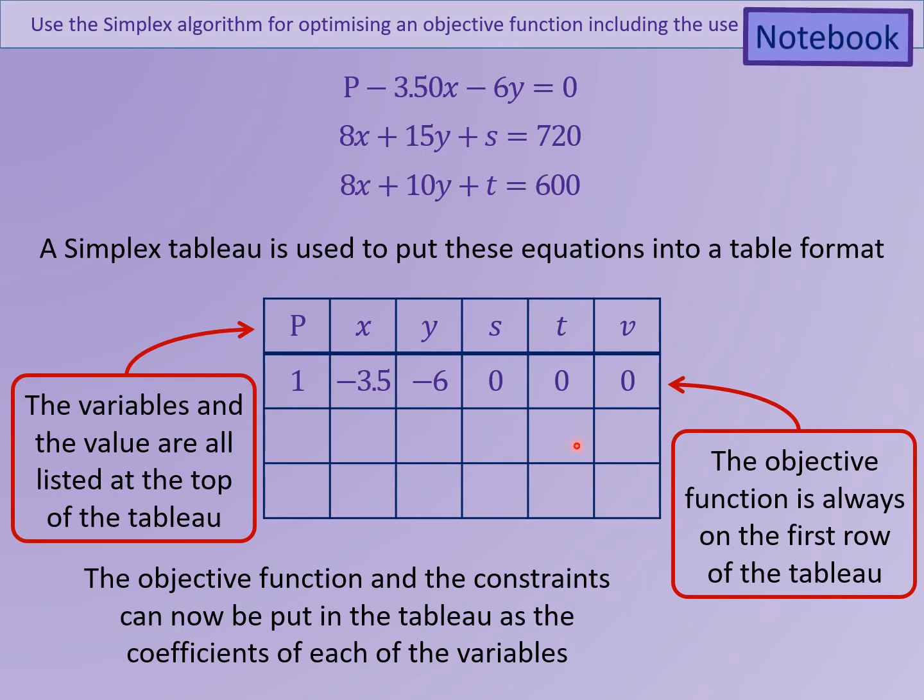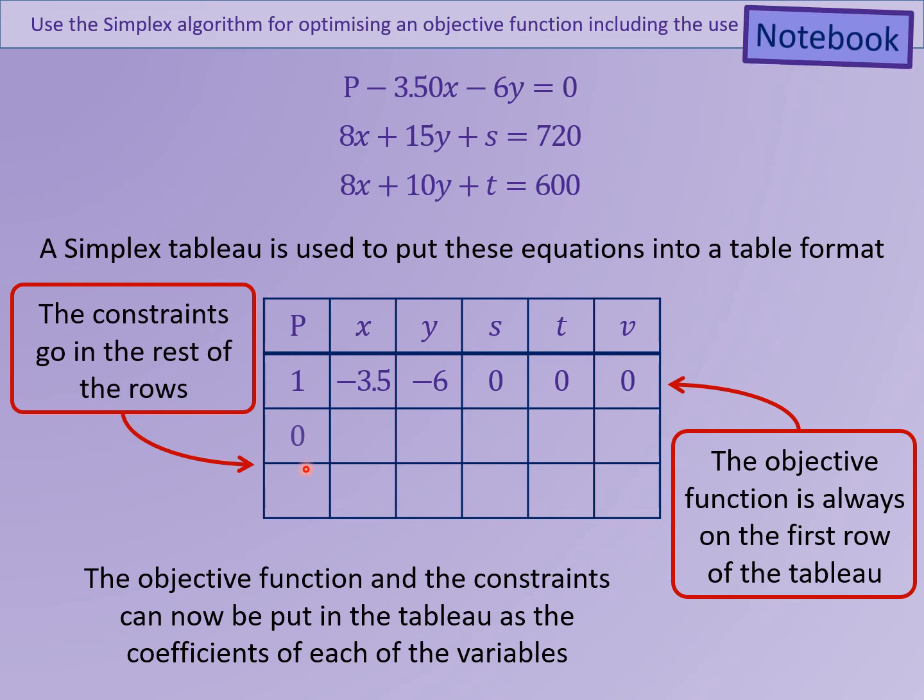I can also put the other two in. This one's got no p's, so I'll put that in. It's got 8 x's, 15 y's, 1 s, no t's, and it equals 720. And then the bottom line has got no p's, 8 x's, 10 y's, no s's, 1 t, and equals 600. So I've basically just changed the equations into this table format.